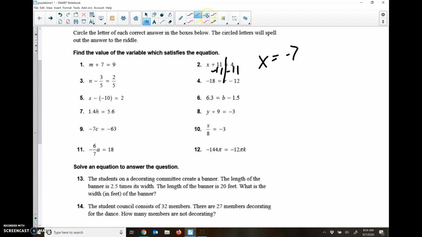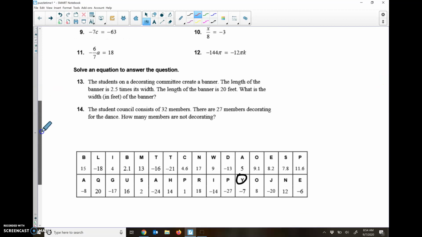All right, number 4, I have r minus 12 equals negative 18. So it's a minus 12, so I'm going to add 12 to both sides. Negative 18 plus 12 is negative 6. So negative 6 equals r. So if I go down here and try to find negative 6, it's all the way at the end.